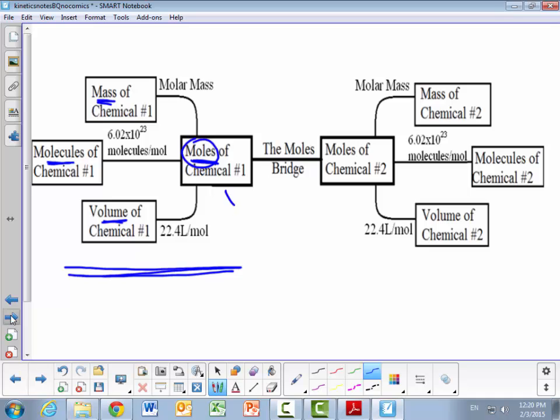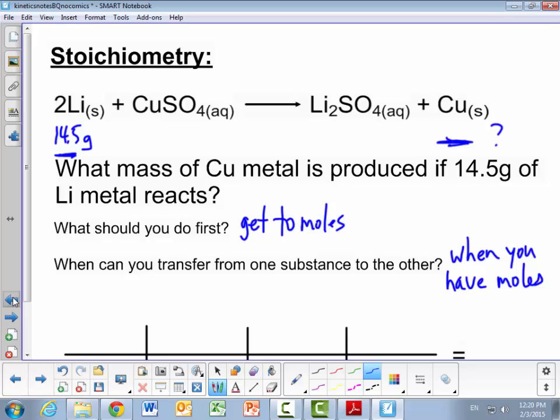That means you're in a position right off the bat to go over the mole bridge, meaning use the mole ratio from the balanced equation to get to moles of substance 2, the one you're trying to find out more about. Once you have moles of substance 2, then you can do one more step and you can get the mass of that substance, the amount of molecules, or if it's a gas, you can find the volume of that substance. So going back to our question, we're starting with a mass of lithium, and we're being asked to find a mass of copper.